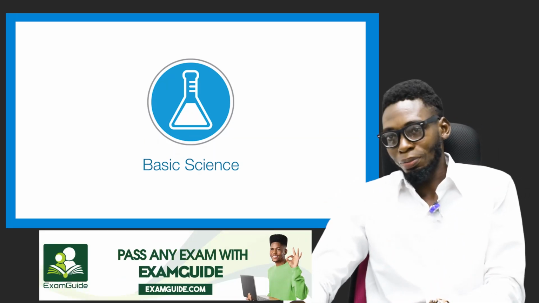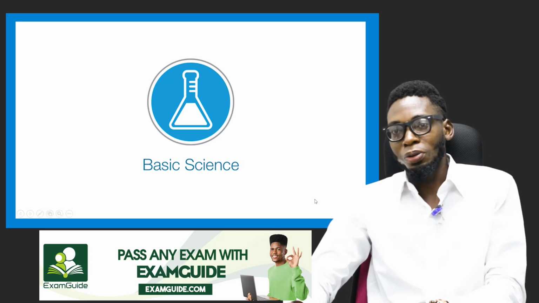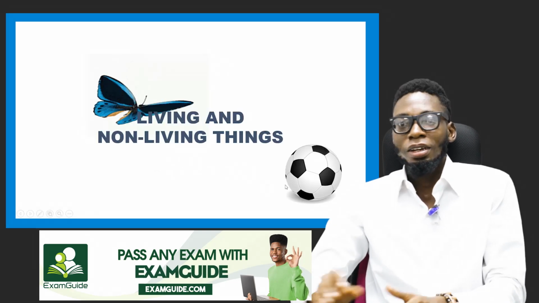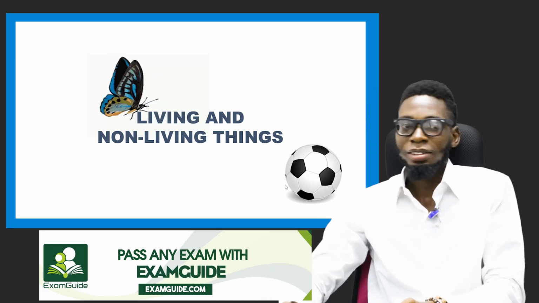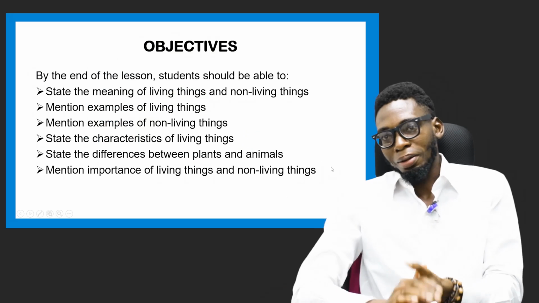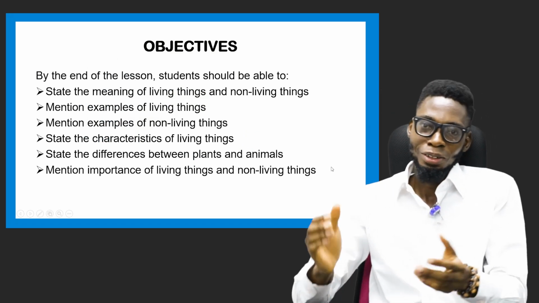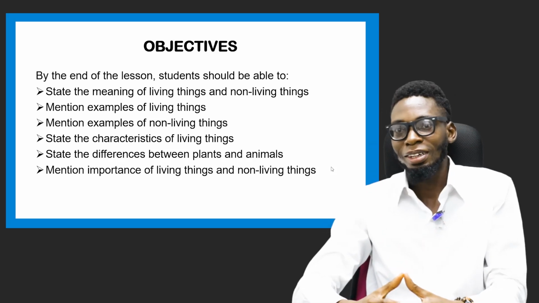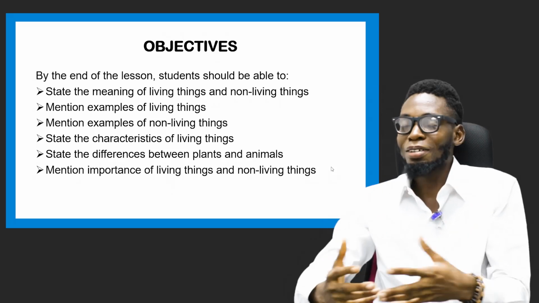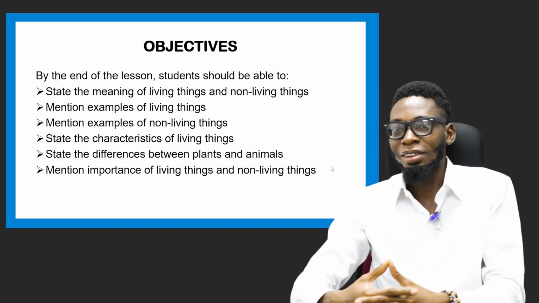All right, basic science. Today, we'll be looking at living and non-living things. By the end of this lesson, you should be able to state the meaning of living and non-living things. You should also be able to give examples of living and non-living things.